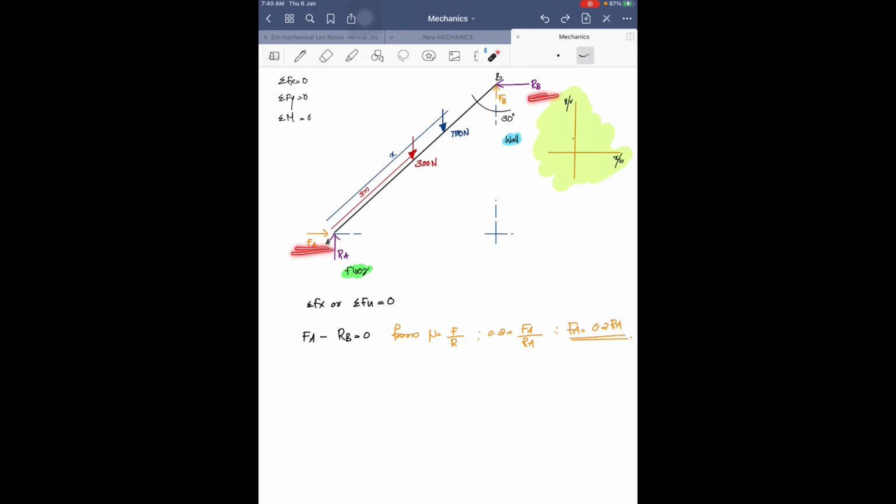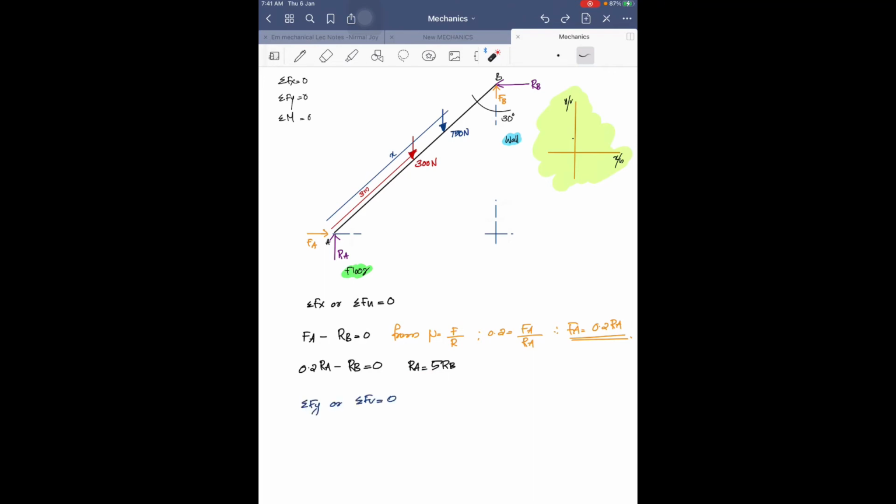FA and RB are the only forces which are in the x direction, or parallel to the plane. FA minus RB equal to 0. From the mu equal to F by R relationship, we can write FA equal to 0.2 RA, and this 0.2 coefficient of friction is already given in the question. Substituting FA as 0.2 RA and solving, you will get RA equal to 5 RB.